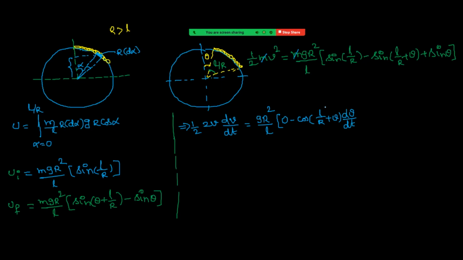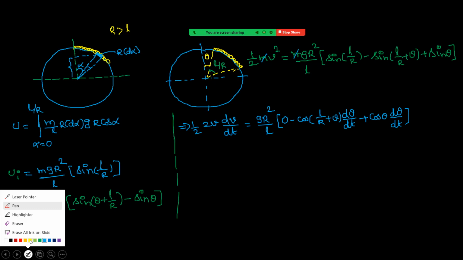So we should not miss it: derivative of the inner function, plus sine theta. That becomes now cos theta into d theta by dt. Okay.